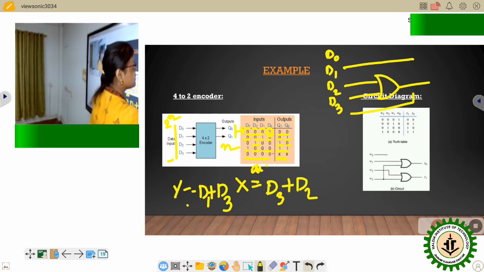So we are getting these results, and this circuit diagram will be like this only. Okay, thank you.